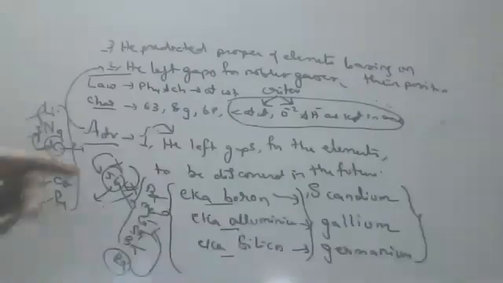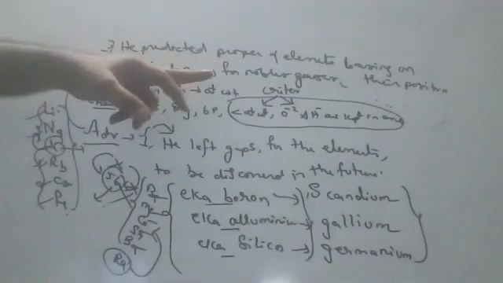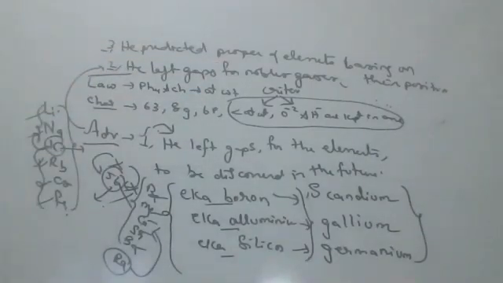What are the 3 famous advantages? He left gaps for the elements to be discovered in the future: eka boron, scandium, eka aluminium, gallium, eka silicon, germanium. He left gaps for the noble gases also. And number 3, he predicted properties of elements based on their position.